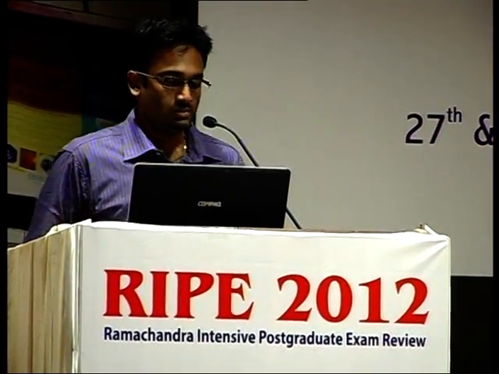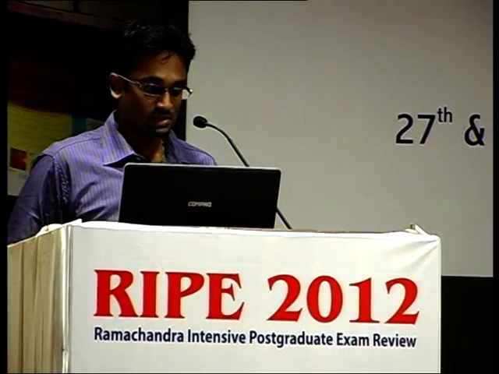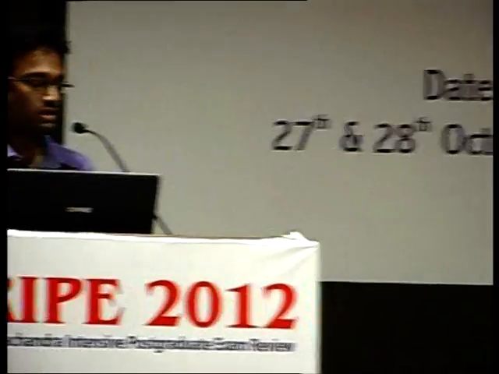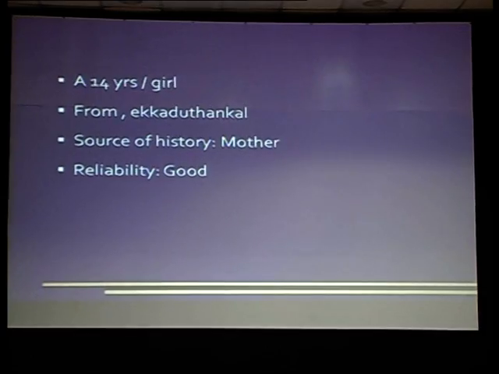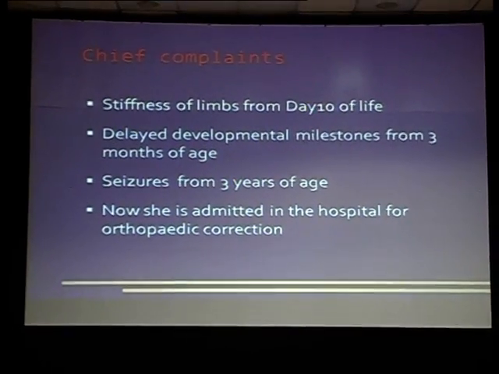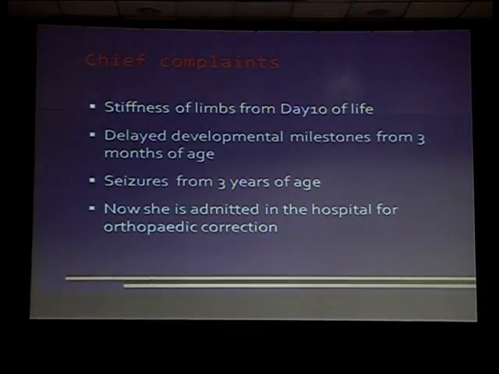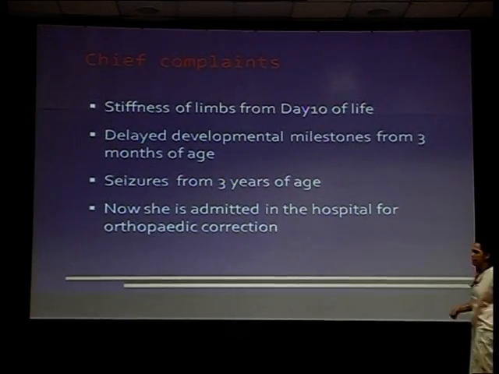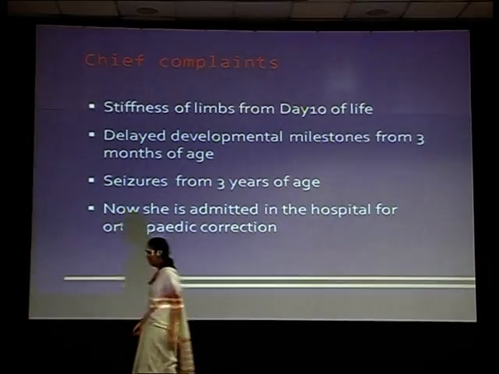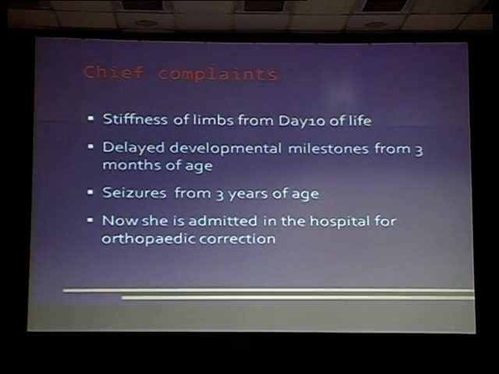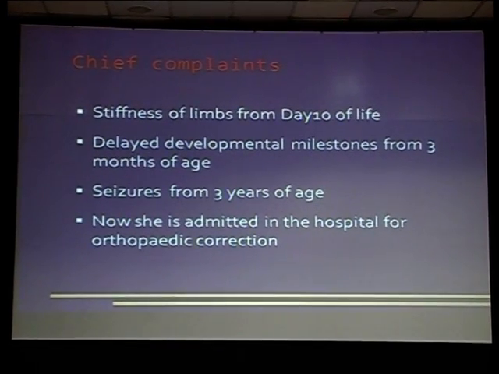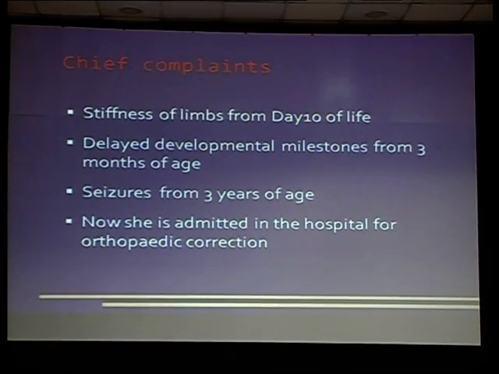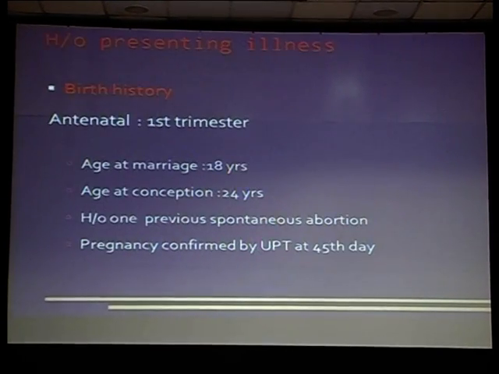Good afternoon. I'll be presenting a case of cerebral palsy. This is a 14-year-old girl who is coming from Ikadadangal. She was accompanied by her mother. Her reliability is good. She came with the chief complaints of stiffness noticed over the limbs from day 10 of life and not attaining milestones appropriate for age, noticed from 3 months of age, and she was noticed to have seizures from 3 years of age. Now she is admitted in the hospital for orthopedic corrections.